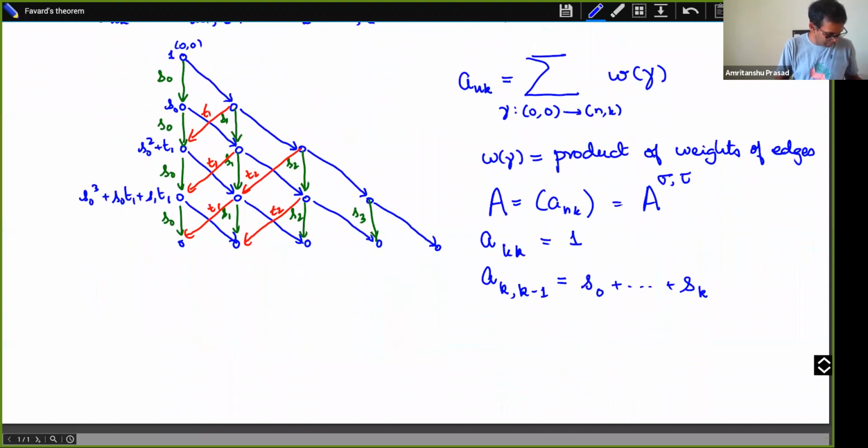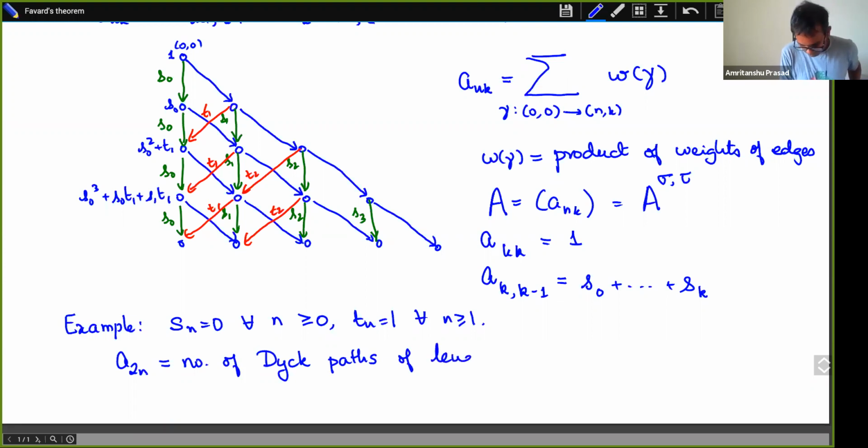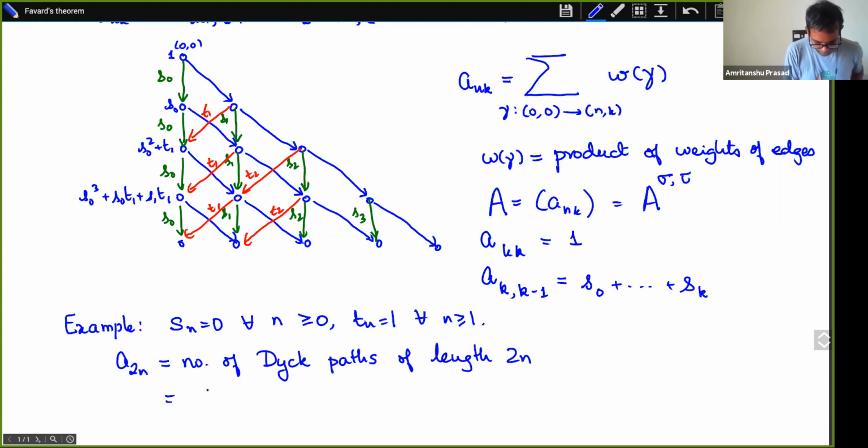The most important example is probably the Catalan one, which gives rise to the sequence of Catalan numbers. So you take S_n equals 0 for all n greater than or equal to 0, and P_n equals 1 for all n greater than or equal to 1. Then what we get is A_{2n,0} is equal to the number of Dyck paths of length 2n, which is the nth Catalan number. Let me explain what a Dyck path is.